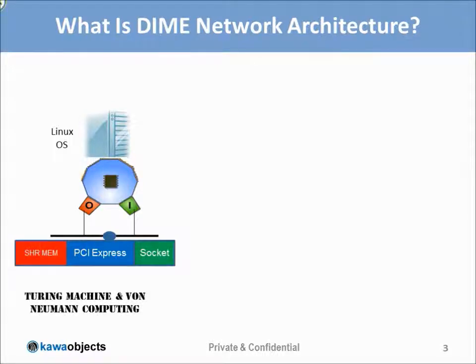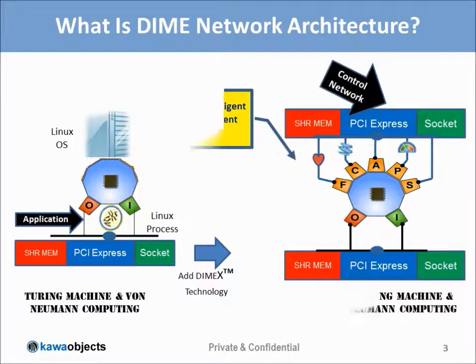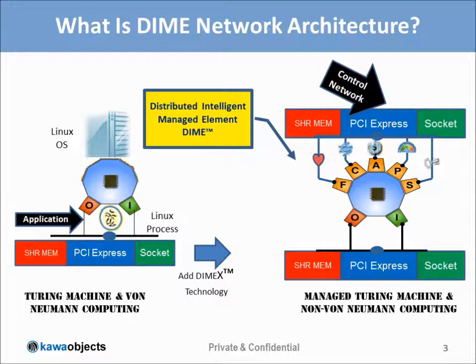We transform the Turing machine implementing von Neumann computing into a distributed intelligent managed element which implements the non-von Neumann managed Turing machine. The control network is an overlay over the current von Neumann serial computing network. Each Linux process is then controlled by the FCAPS management, and essentially we convert every Linux process into a managed computing element that provides fault, configuration, accounting, performance, and security management.